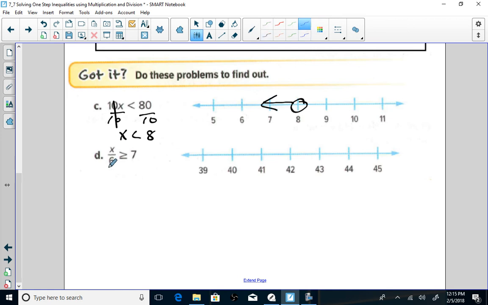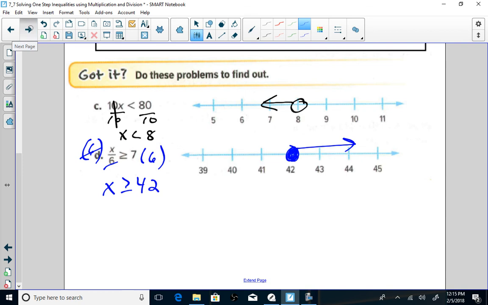Your next example here, I see division. The opposite of division is multiplication. So we're going to multiply by 6 on both sides of the inequality. 6 in the numerator cancels 6 in the denominator. X is going to be greater than or equal to 42. Circle 42. It's a closed circle. Solutions are going to be to the right of 42 on the number line.